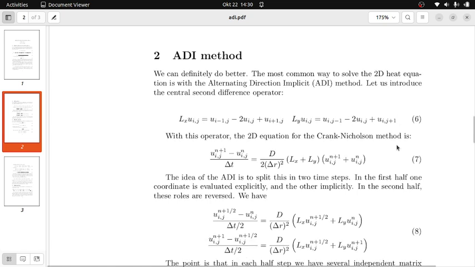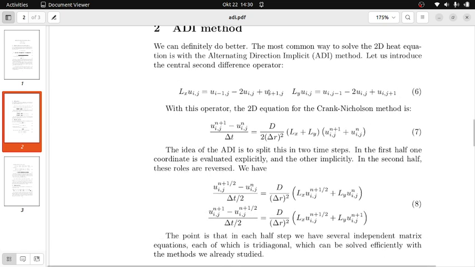And if we use this notation, the 2D equation for the Crank-Nicolson method would be u_ij at the n plus 1 time minus u_ij^n, divided by delta t, equals D divided by 2 delta r squared, times Lx plus Ly, applied to u_ij^{n+1} plus u_ij^n. This is the pure Crank-Nicolson method, right?